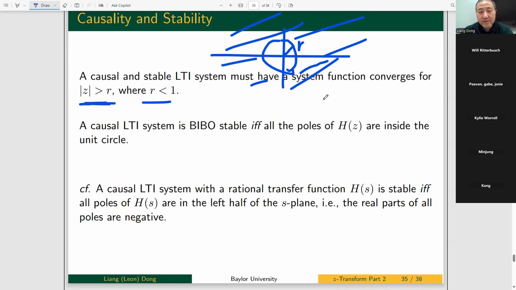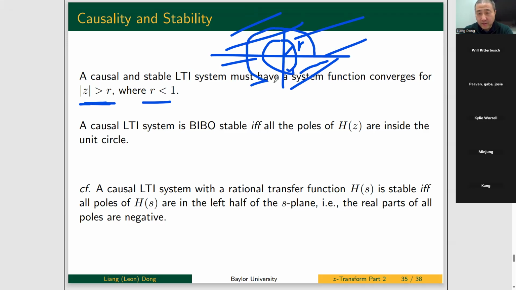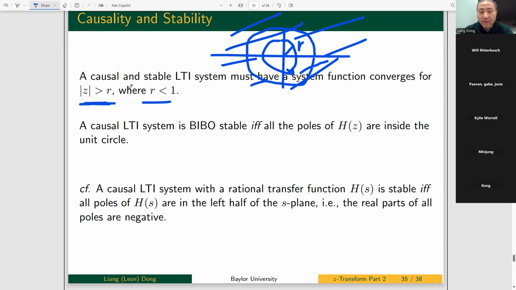This R should be strictly less than 1. The reason is that the unit circle has to be in the region of convergence. Therefore, this R should be strictly less than 1. The unit circle is 1, right? So combining these two together, we have a statement that a causal LTI system is BIBO stable if and only if all the poles of H(Z) are inside the unit circle.